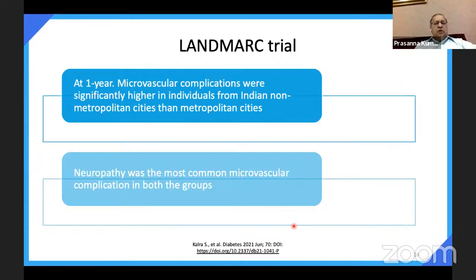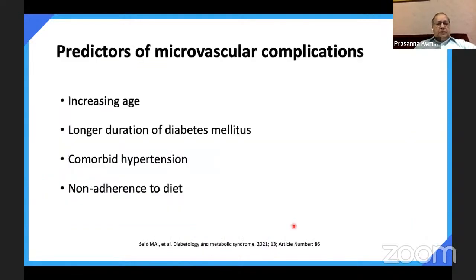It is a 2 years follow-up of patients. It's a real world one. At 1 year, microvascular complication was significantly higher in individuals from Indian non-metropolitan cities than metropolitan cities. Neuropathy was the most common microvascular complication in both the groups compared to retinopathy and nephropathy. Because retinopathy and nephropathy can take 15 to 20 years, whereas neuropathy can occur even in less than 5 years because of metabolic pathway and uncontrolled diabetes as well.